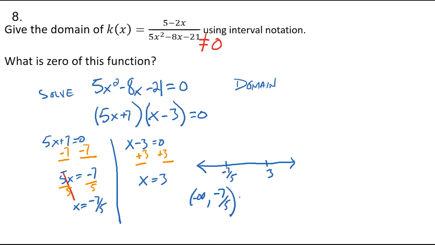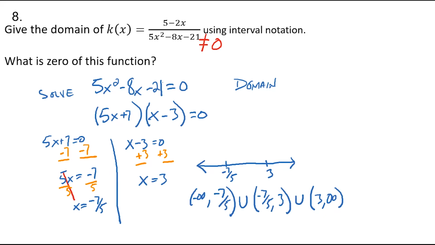And then also that is going to be union with negative 7/5 up to 3. Notice I'm using parentheses because the parentheses indicate that I'm not including the values of negative 7/5 and positive 3, because these are the values that will result in our denominator equal to 0. So I don't want to include those. I just want to say that our domain goes up to those points. And then we have positive 3 up to positive infinity.